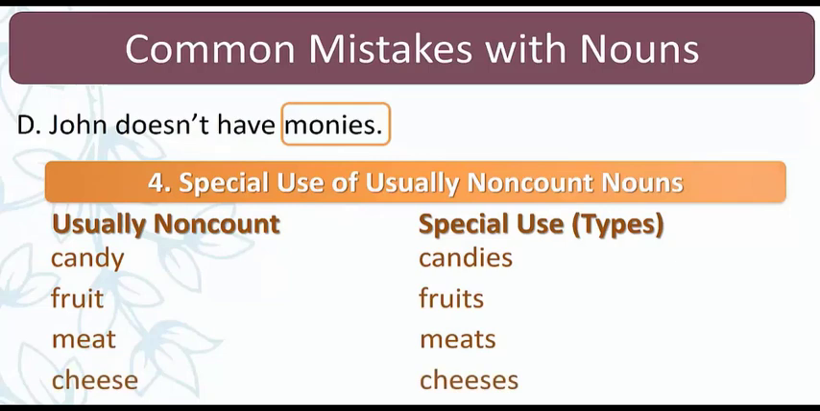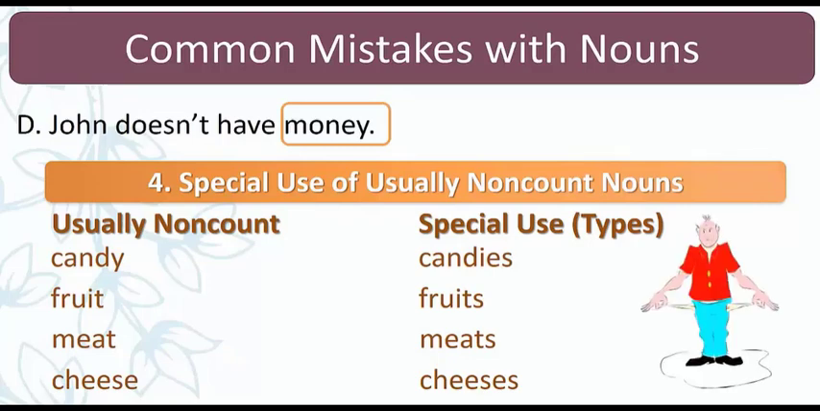Some other non-count nouns used in a similar way include candy and candies, fruit and fruits, meat and meats, cheese and cheeses. So to correct our sentence, we need to take out the plural, monies, and use the singular non-count form, money, because John isn't trading in international currencies. He is simply broke.